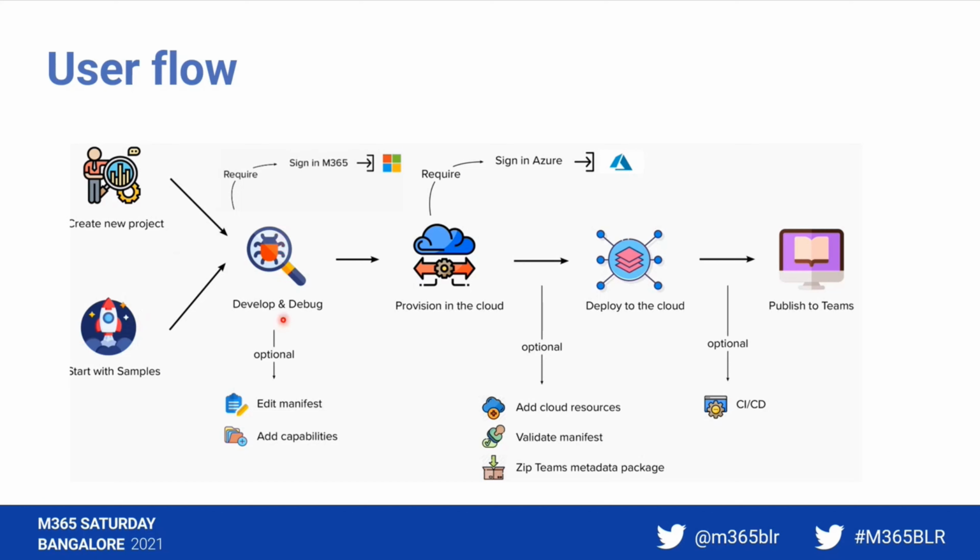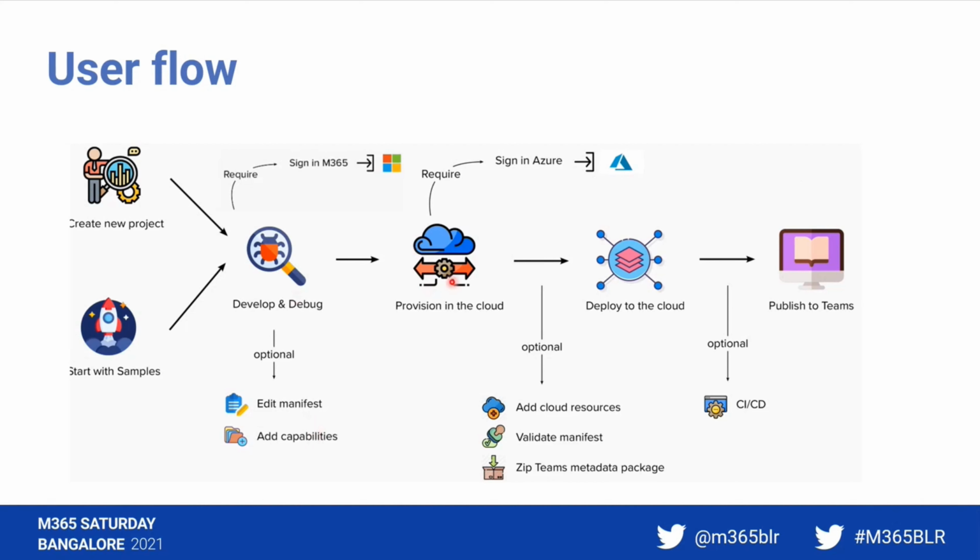When we are at the stage of develop and debug, okay, what we would need is to sign into Microsoft 365. And why is this required? Because once we run any Teams app project from the Teams Toolkit, it needs to sign into a Teams application which would run in the context of that particular user. So you need to sign into Microsoft 365. And optionally, you can edit the manifest file, and also you can add different Teams app capabilities, right?